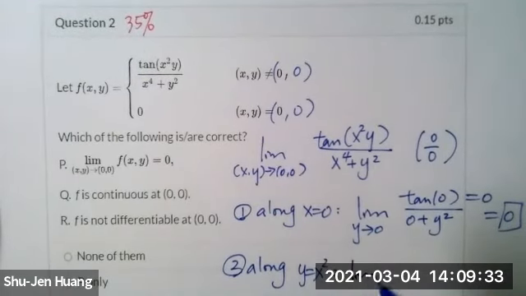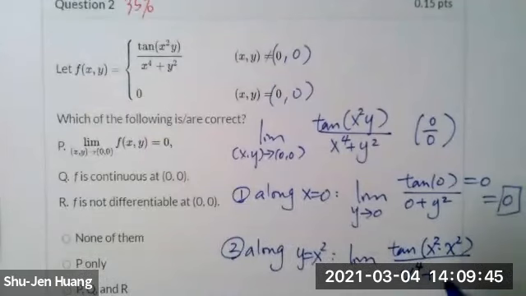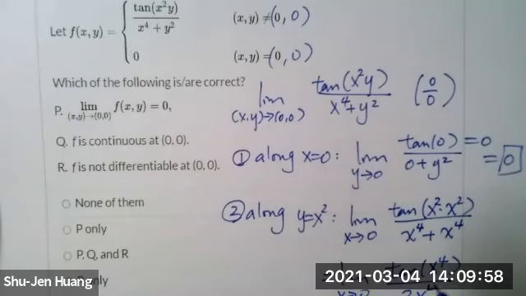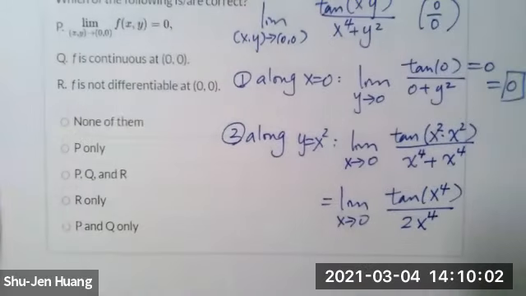So we'll replace the y with x squared. So you'll have x squared times x squared on the top. And the denominator is x to the power 4 plus y squared, which is also x to the power 4. Now we let x go to 0, okay? So here we are going to get tangent x to the power 4 over 2x to the power 4. Now when x goes to 0, you can see we have a 0 over 0 here.